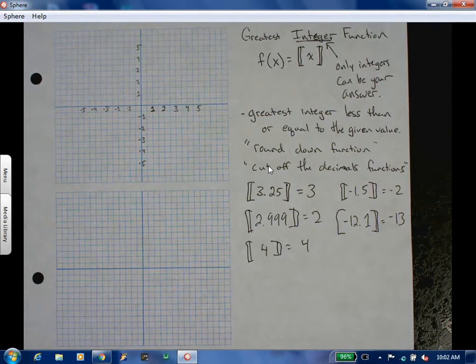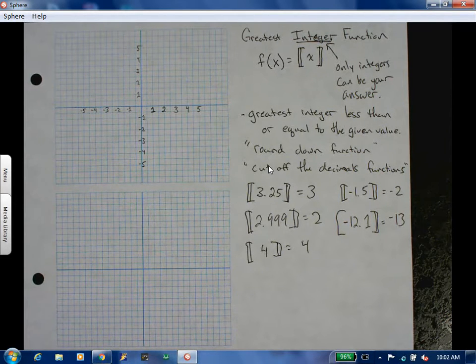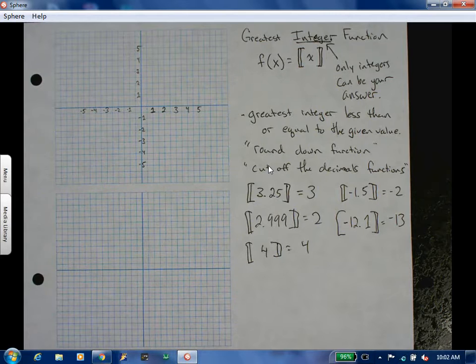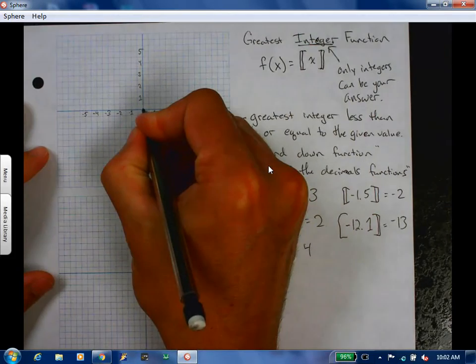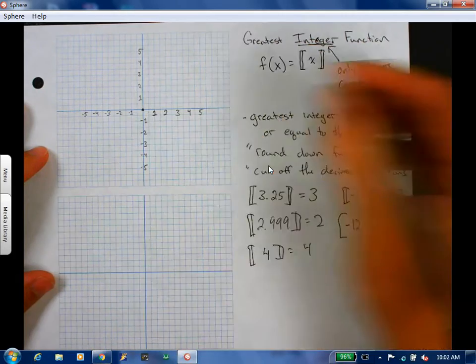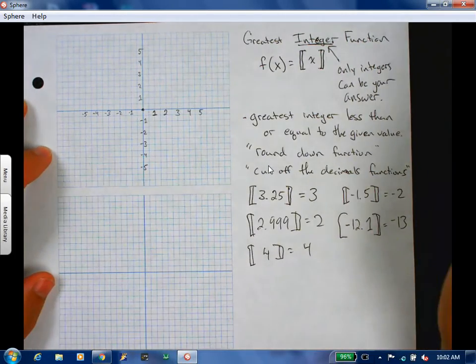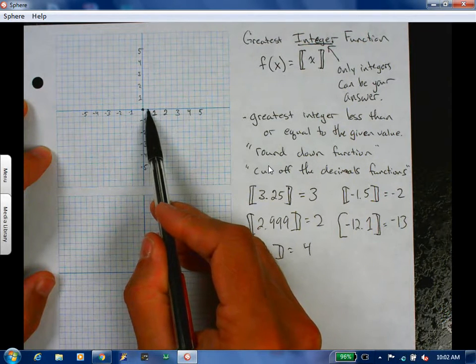Between negative 1 and 0, anything would get rounded back down to negative 1. So what's the greatest integer of 0? 0. So we're going to put a solid circle at 0. And what I was asking is, if I pick any x value between 0 and 1, that's going to get rounded back down to 0, correct?